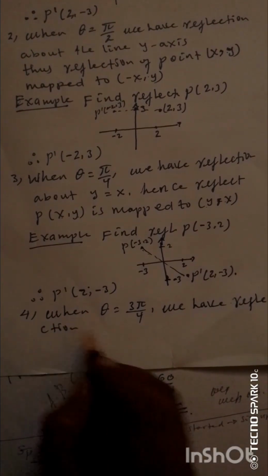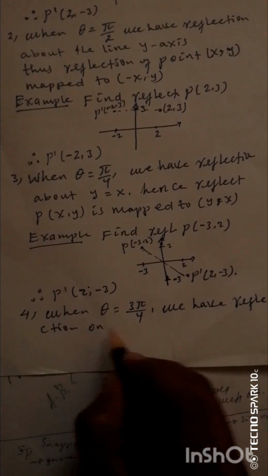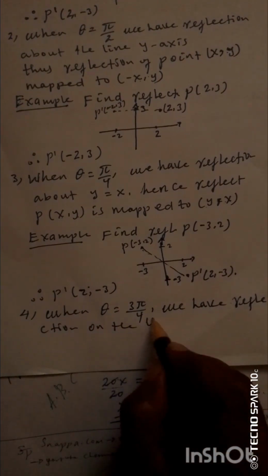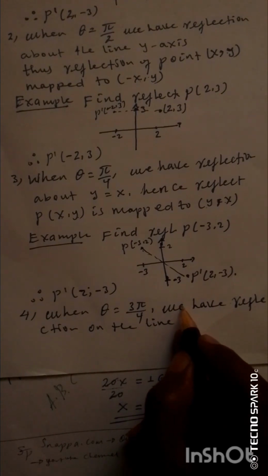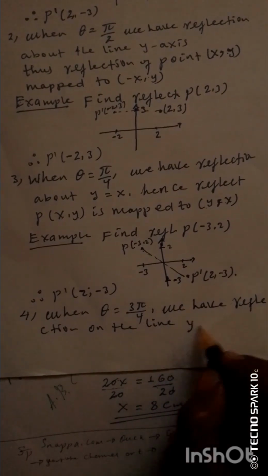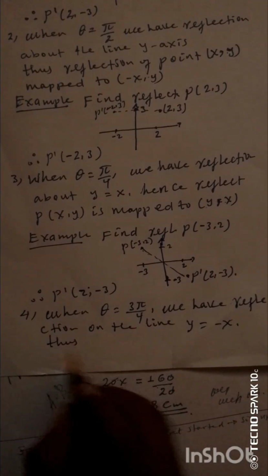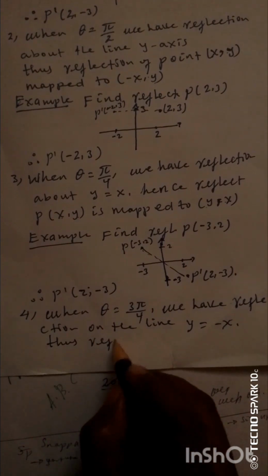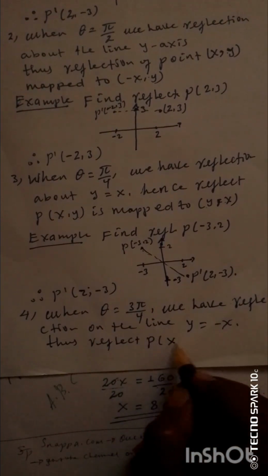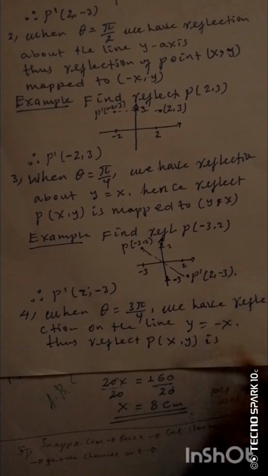The last special case is for theta is 3 pi over 4. Here we have a relation about the line y is equal to minus x. The line y is equal to minus x. So the reflection of a point x, y is mapped to minus y, minus x, interchanging x and y, then multiplying by minus. So for any point x, y, the image became minus y, minus x.